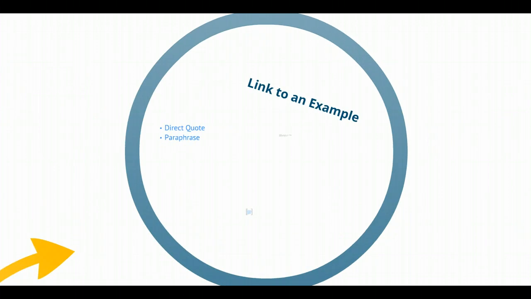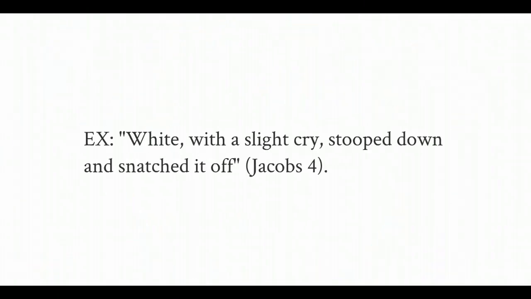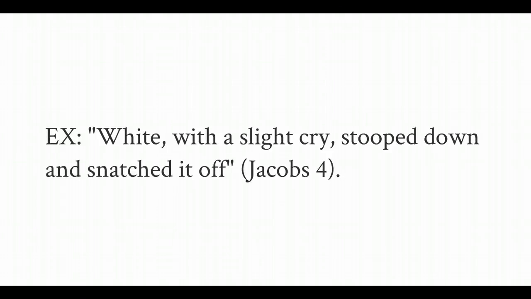So my next part is, once I have my first E, I need to link to an example. Okay? The example should come directly from the text. You can see that can either be a direct quote or a really strong paraphrase. The example I have for you is a direct quote. Once I finish my first E, I would say, "White, with a slight cry, stooped down and snatched it off."